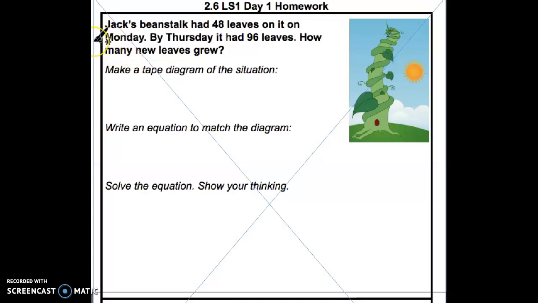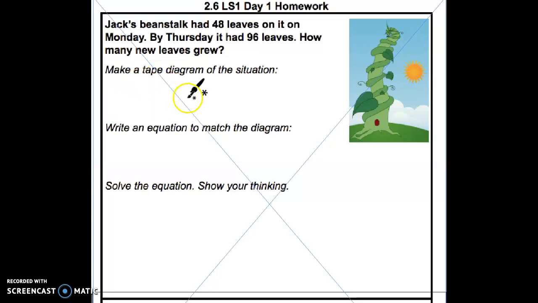Tonight's homework is all about Jack and the Beanstalk, just like we had 3 word problems during our math time about Jack and the Beanstalk. So this should be a little familiar. The first thing we're going to do is read our word problem. Then we're going to read it again. Remember our second read, and we're going to underline the information that is important to our equation.